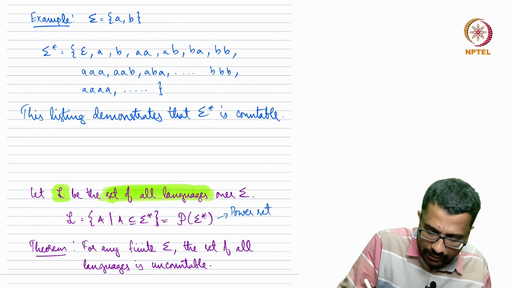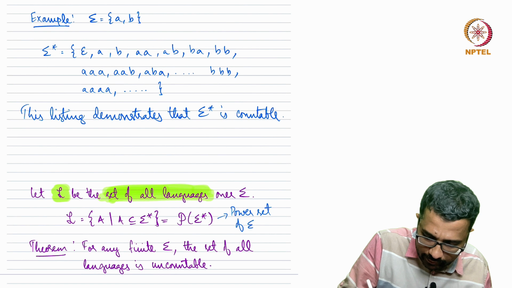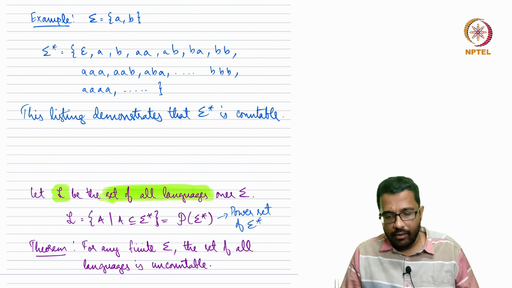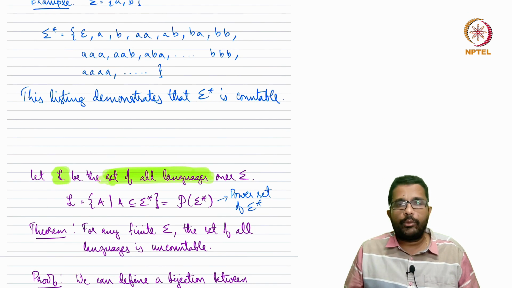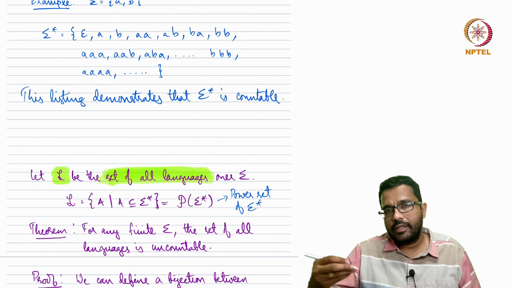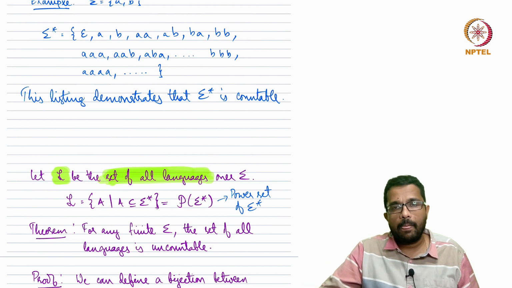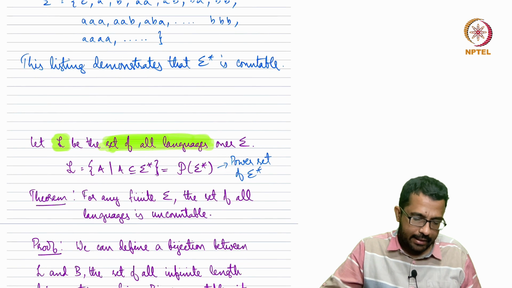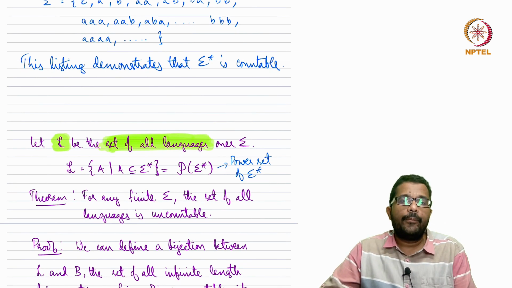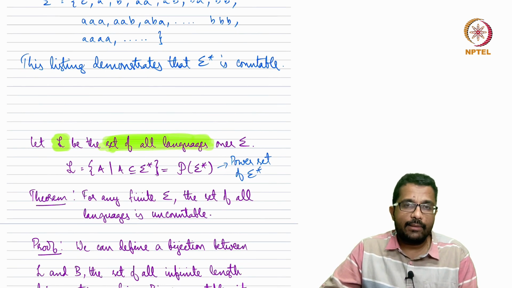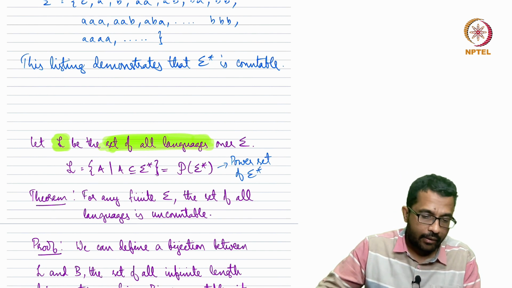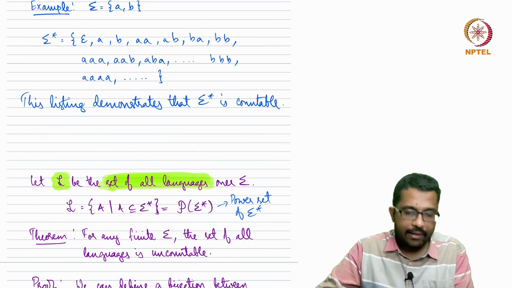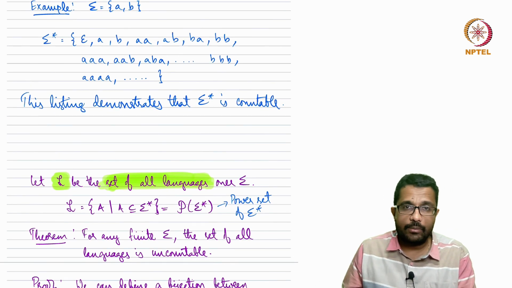The set of all subsets is called the power set. So, L is the set of all languages over sigma, which is the set of all subsets of sigma star. The theorem states that for any finite sigma, the set of all languages is uncountable. So, sigma star itself is countable, the set of all strings is countable, but the set of all languages is uncountable.